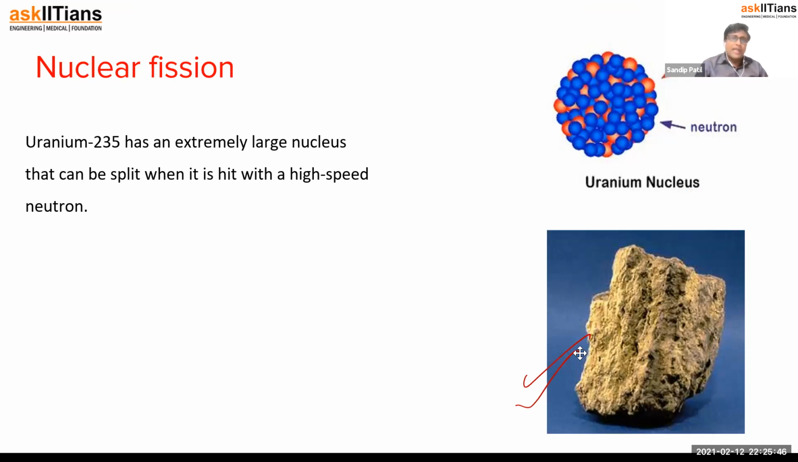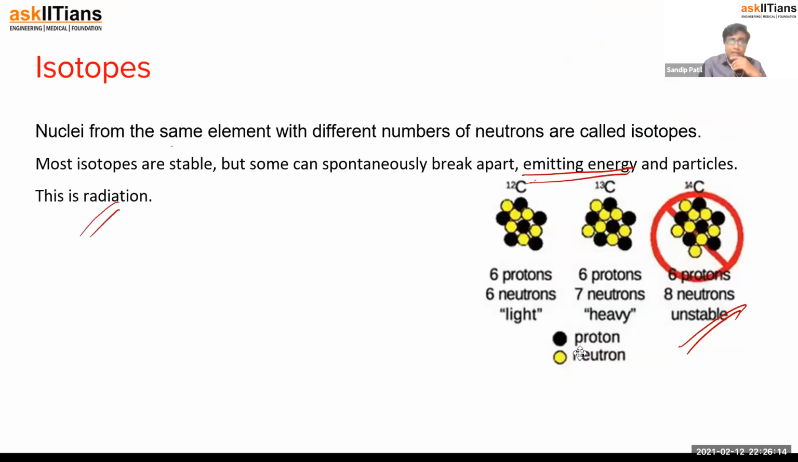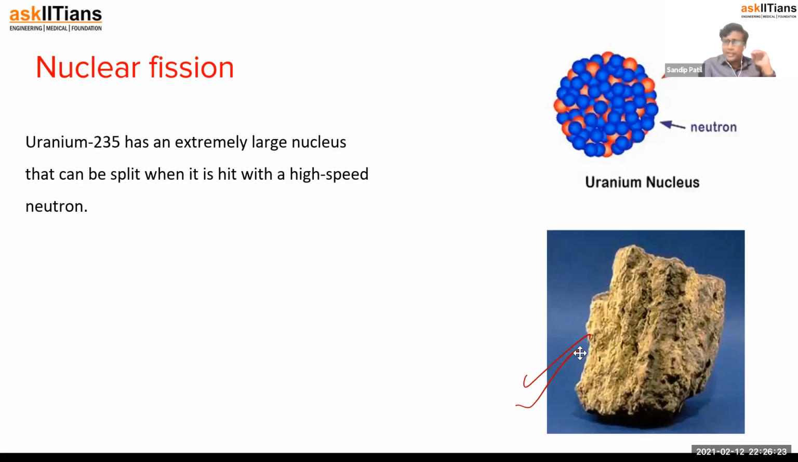So it is actually a radioactive element, right? It is giving off some radiation, and we can split that nucleus. How to split that nucleus? Bombard a high-speed neutron onto that nucleus, right? And what will happen? That nucleus will burst out. Obviously, in the previous slide we have seen that an unstable isotope is going to break apart and emit a lot of energy. The same thing is going to happen here. When we bombard the neutron on that uranium, it is going to break, right? And release a lot of energy.